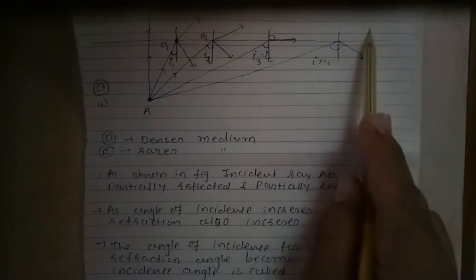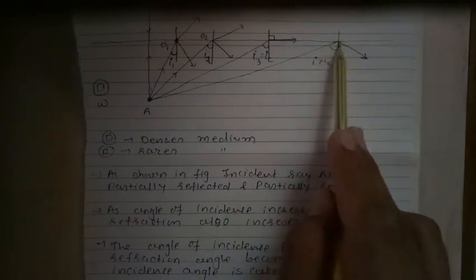Now, as the angle of incidence increases, as I greater than IC, then refraction is not possible. So the incident ray is totally reflected. This is called total internal reflection. Here you can see that as I is greater than IC, refraction is not possible, so the incident ray is totally reflected. This phenomenon is known as total internal reflection.